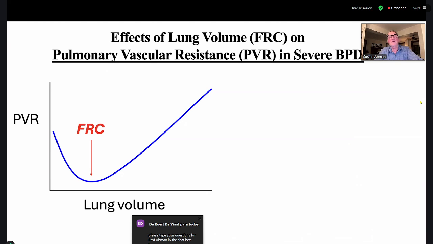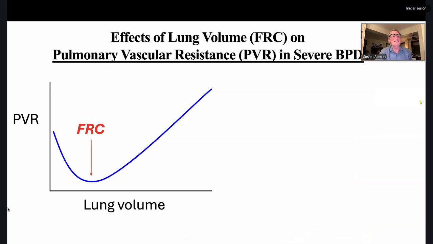Now, I just want to briefly show you this. This is what we all learned in our physiology courses in medical school. Pulmonary vascular resistance is clearly related to lung volume. Low lung volumes with atelectasis, you have an elevation of PVR. Hyperinflation, you have an elevation, but hitting that sweet spot of what we call functional residual capacity, or FRC, is where we want to live. And how we know that and prove that is very, very difficult, as you know. We're getting smarter with electrical impedance tomography, with lung ultrasound, many imaging techniques.